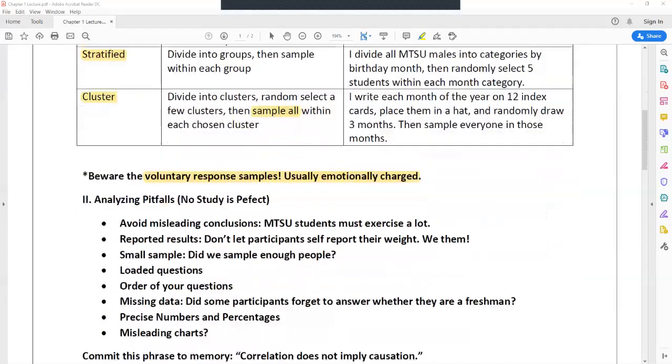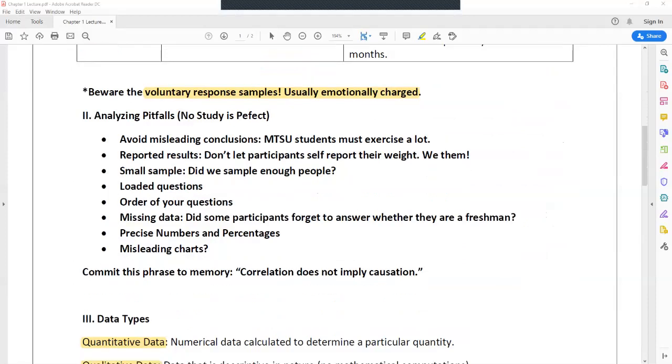A few things to be aware of. One thing to be aware of especially is the voluntary response sample, because they are usually emotionally charged. Let me give you an example. Let's say you are on a date at a restaurant and the meal is great and the service is great, and at the last minute, let's say the waiter spills coffee on your pants and you become infuriated and you ask to fill out a comment card and you just give that restaurant terrible ratings.